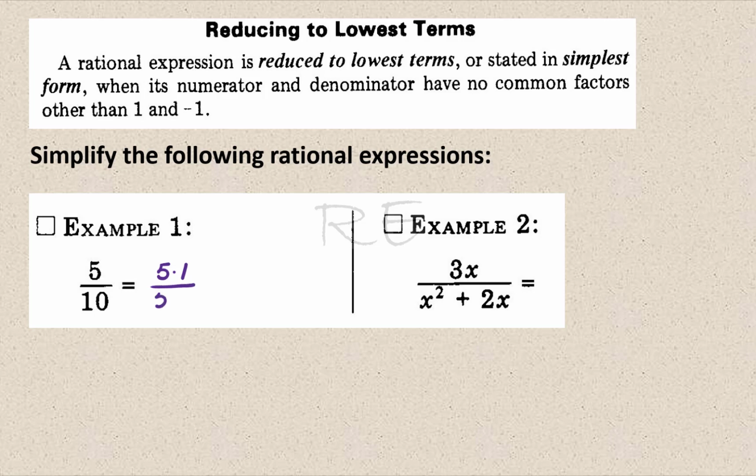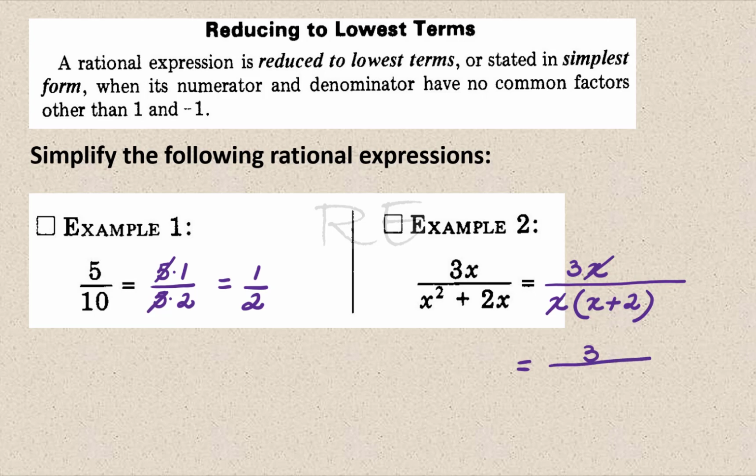5 over 10: 5 is 5 times 1, and 10 is 5 times 2. We cancel 5. The fraction 1 over 2 is in its lowest term, or reduced. 3x over x squared plus 2x: we will factor x in the denominator. So it's x times x plus 2. X different from 0, we cancel x. The rational expression 3 over x plus 2 is in its lowest term.